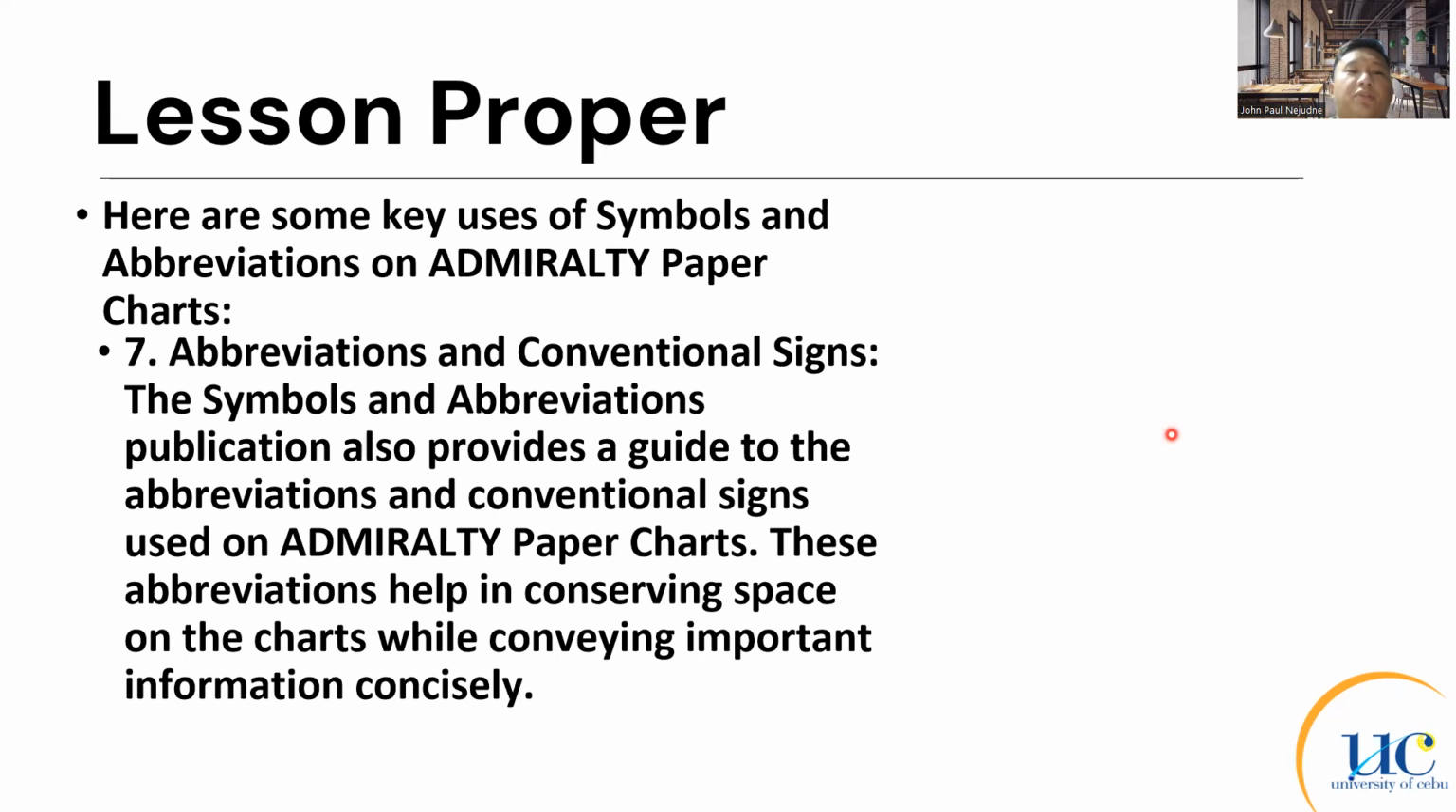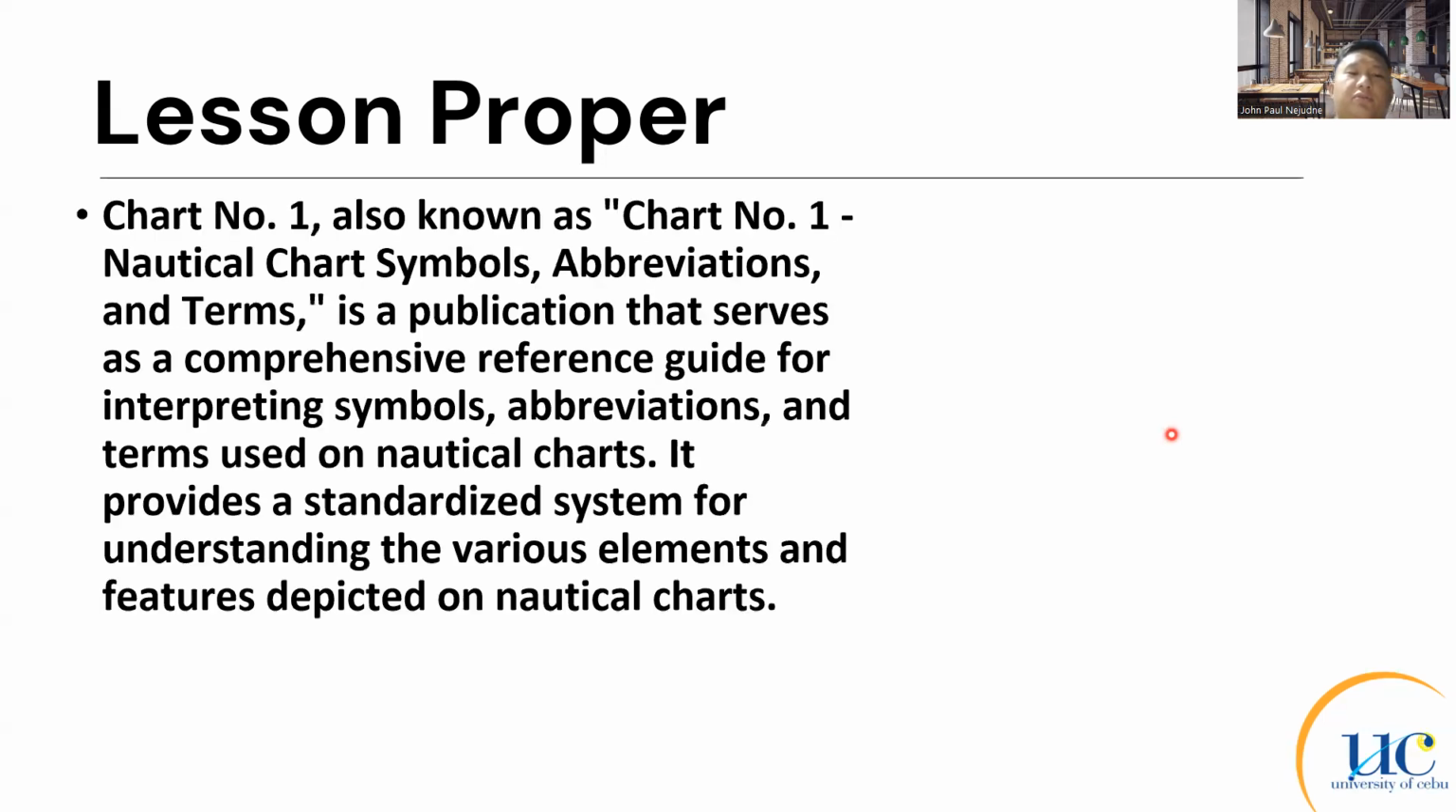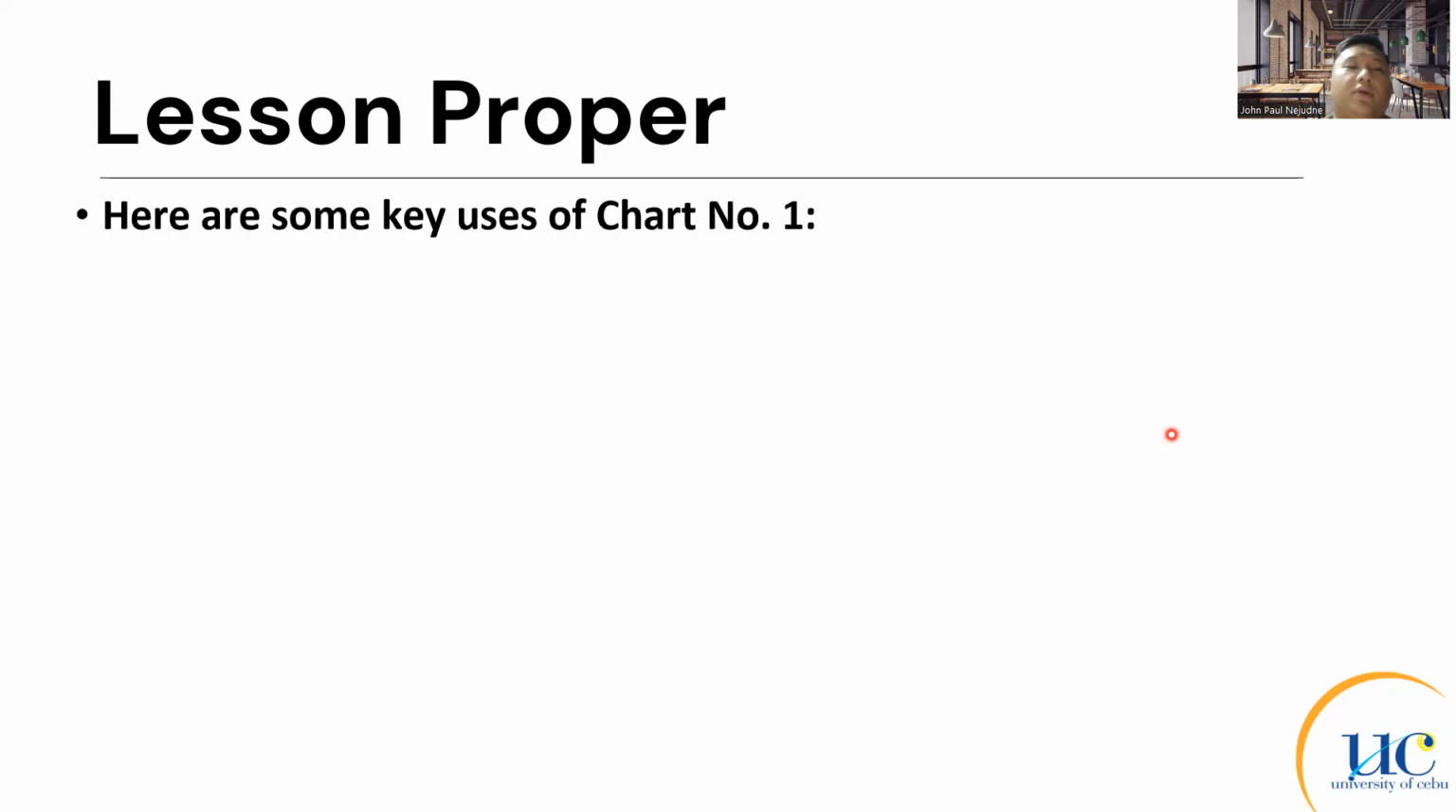So abbreviations and conventional signs, unsa man siya, no? Publication also guide like conserving space while conveying important information. So chart number 1, also known as chart number 1, nautical chart symbols and terms, is a publication that serves as a comprehensive reference guide for interpreting symbols, abbreviations, and terms used for nautical charts. It provides a standardized system for understanding the various elements and features depicted on the chart.